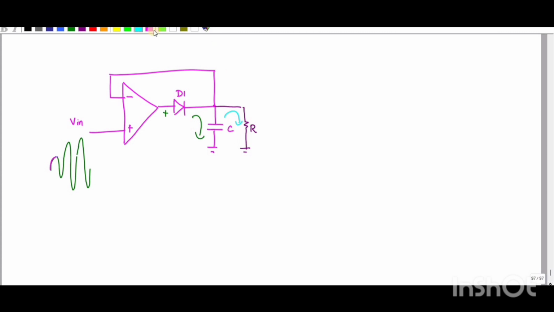Also you can see the RC value must be greater than or equal to 10 times the T value, or the R_f, that is the forward resistance of the diode, should be less than or equal to 1 by 10 of T. This condition should be satisfied in order to slow down the process of discharging of the capacitor.